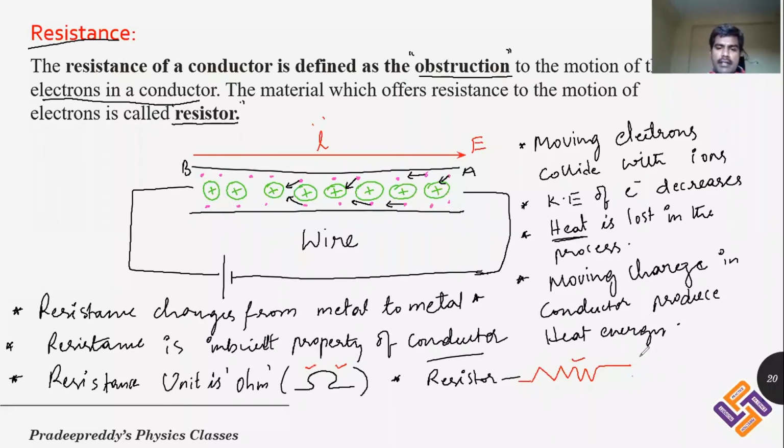Or you can even write 1 ohm is equal to, what is actually Ohm's law? V is equal to IR. Then how do you write R? R is equal to delta V divided by delta I. Therefore 1 ohm resistance is equal to 1 volt of potential difference supplied to the conductor with respect to 1 ampere of current. So therefore ohm can also be written as volt by ampere. Volt by ampere is called ohm.